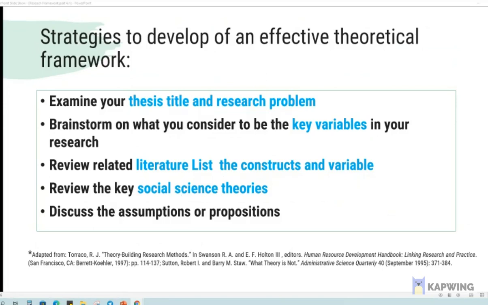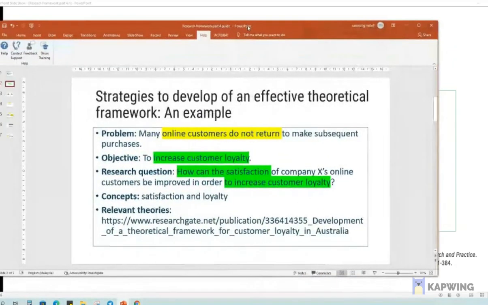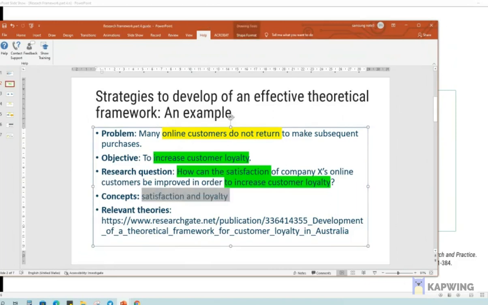Let me give one example, right? The research problem is that online customers do not return to make subsequent purchases. The research objective is how to increase customer loyalty. The research question is how can customer satisfaction be improved in order to increase customer loyalty. So in this case, the concepts are satisfaction and loyalty. So we need to build a framework based on the two variables of satisfaction and loyalty.